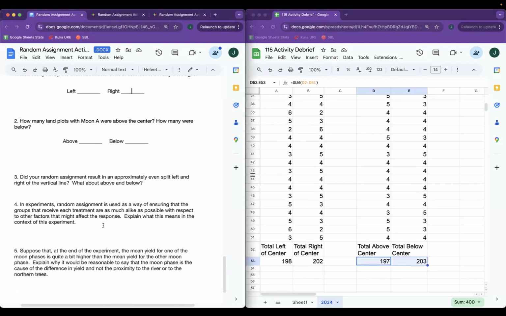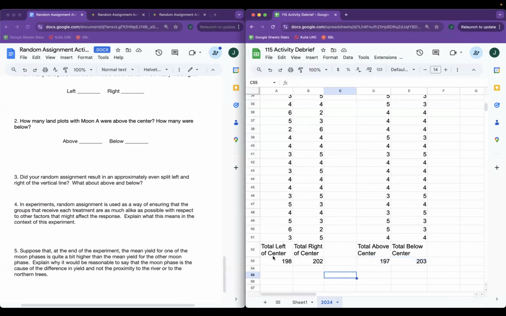Did your random assignment result in an approximately even split left and right of the vertical line? What about above and below? And the answer to both of those is yes, approximately even, without any pre-planning, right? Without any block randomization or anything like that.